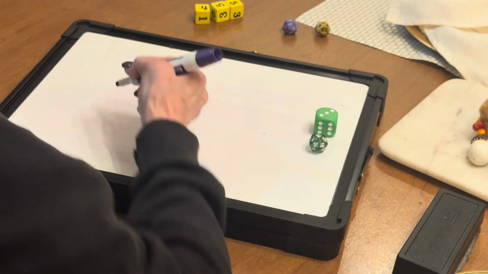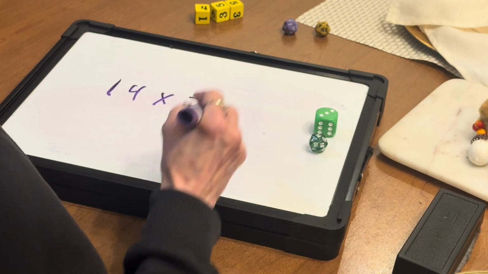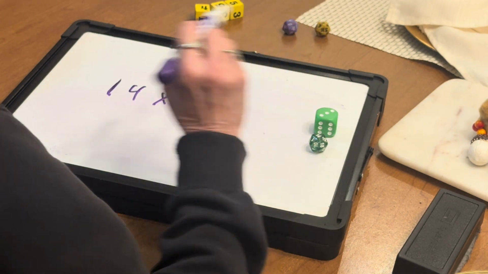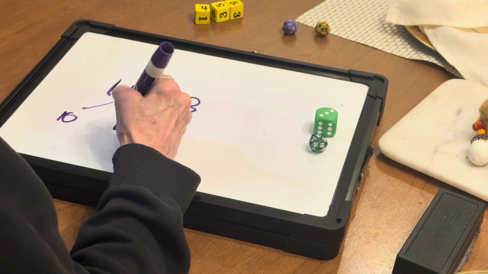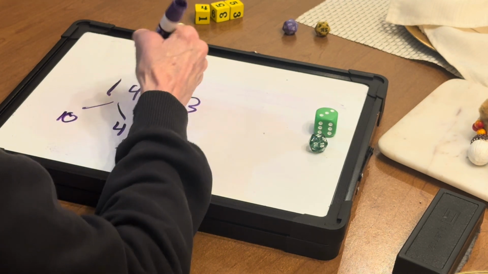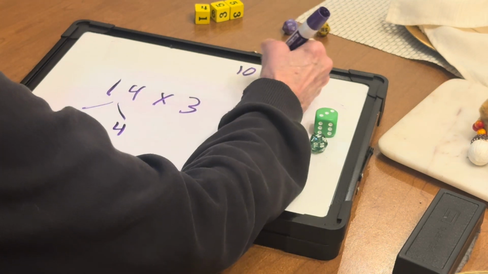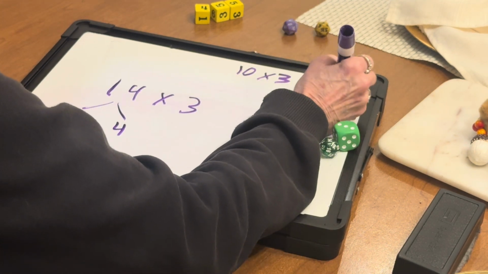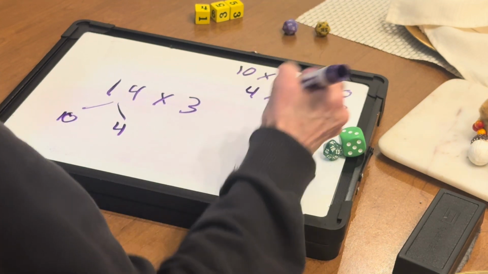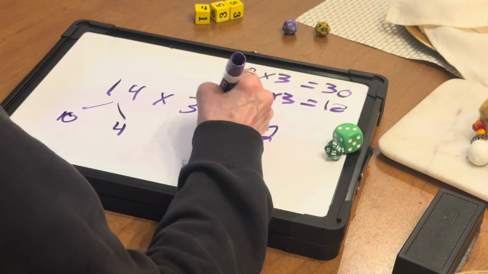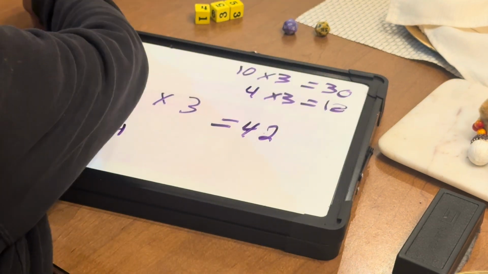Okay, 14 times 3. Okay, how are you going to do that? We could add 14 plus 14 plus 14, but that's not really practicing our multiplication. So the best thing to do is to use the distributive property. You could break the 14 down into 10 and 4. So I can think, well, 10 times 3 equals 30, and 4 times 3 equals 12, and together that would be 42. And see if you could do that in your head. Practice, you'll get better and better. Let's try again.